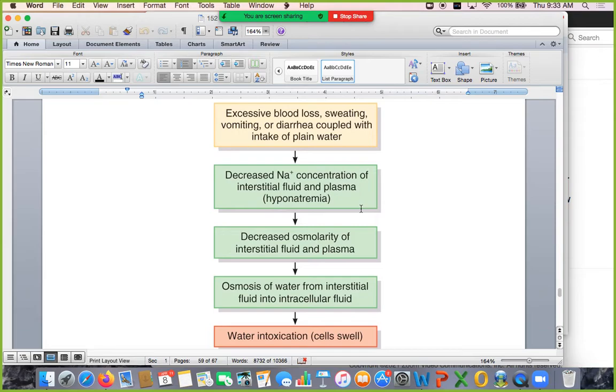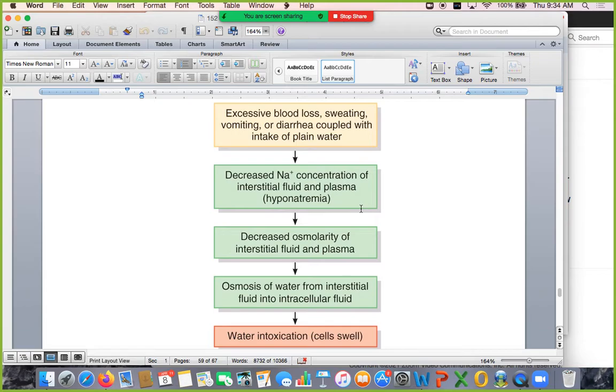So we have a decreased sodium concentration, or hyponatremia, which decreases the osmolarity of our interstitial fluid. And that means that the water is going to be pulled from the interstitial fluid into the intracellular fluid, causing the cells to swell up. Right? So this would be a time when you don't want to give this patient pure water. Even though you're like, wait, they've just lost a lot of volume of blood. We should really be making sure that they get rehydrated.